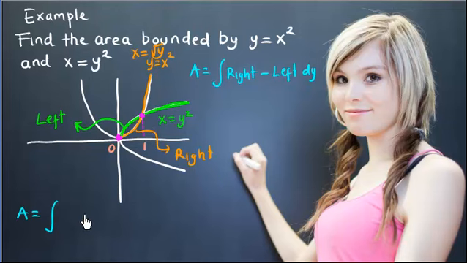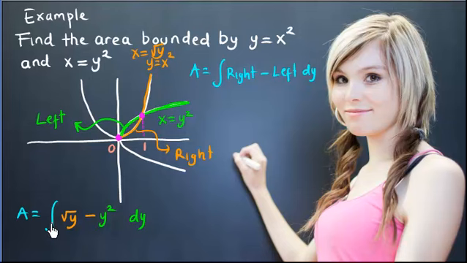integral of right, which is x squared, I'm sorry, the right one is y squared, oh I'm sorry, the right one is the orange one, which is square root of y. And the left one is the green one, which is y squared dy.